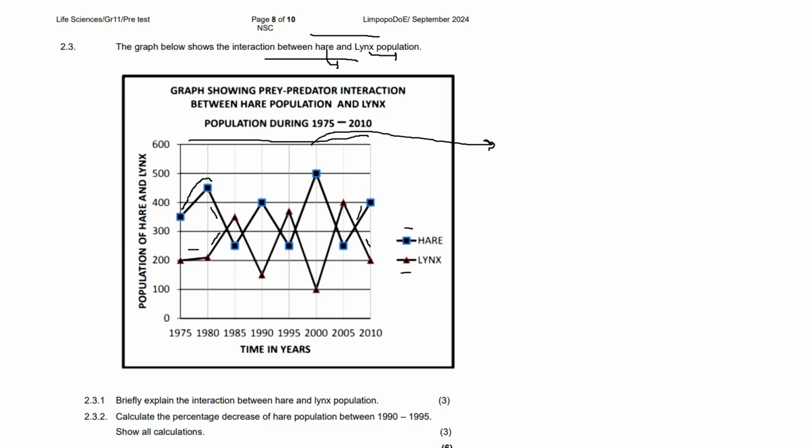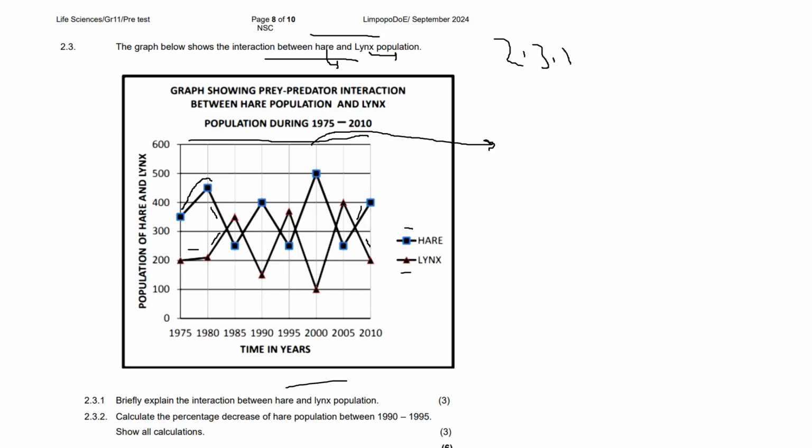So here they're asking us to describe what is happening between the hare and the lynx population in these two. I'm just going to explain to you guys in my own words. You guys can use your own words. I think they always accept every word. So what's happening here? That's for 2.3.1. I want to explain in my own words what's happening.